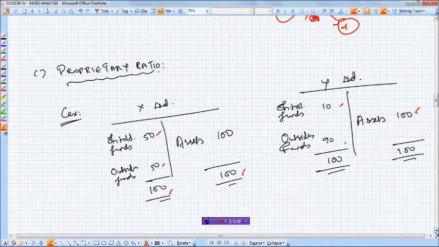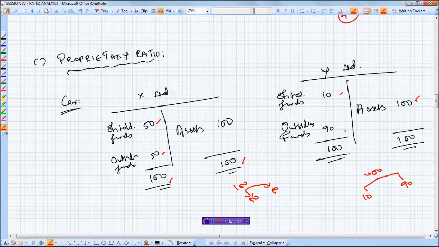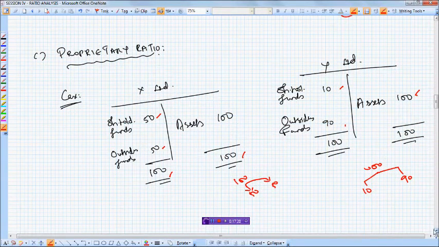So in which company does the owner have more control? If you see, in company X, out of 100, 50 is held by owners and another 50 is held by outsiders. In case of Y Limited, out of 100, 10 is held by the owner and 90 is held by outsiders. So in which case does the owner have more control? In case X, the owner has more control because he has 50% control. In case Y, he has 10% control. So this ratio, the proprietary ratio, measures the proportion of owner funds to the total assets held.